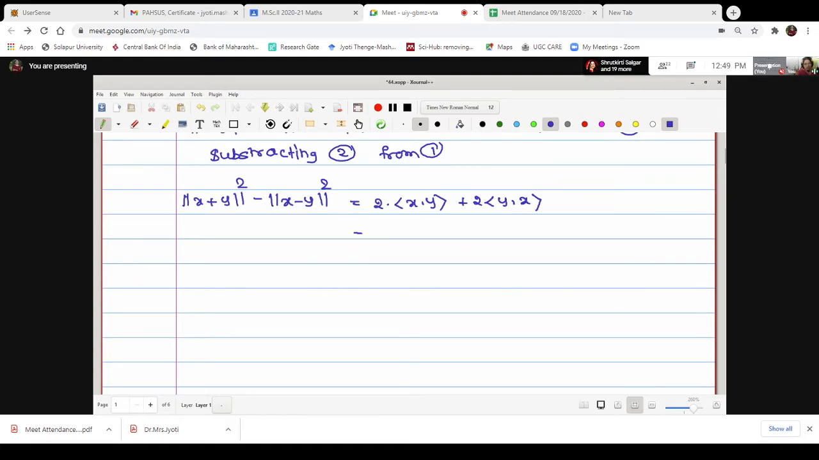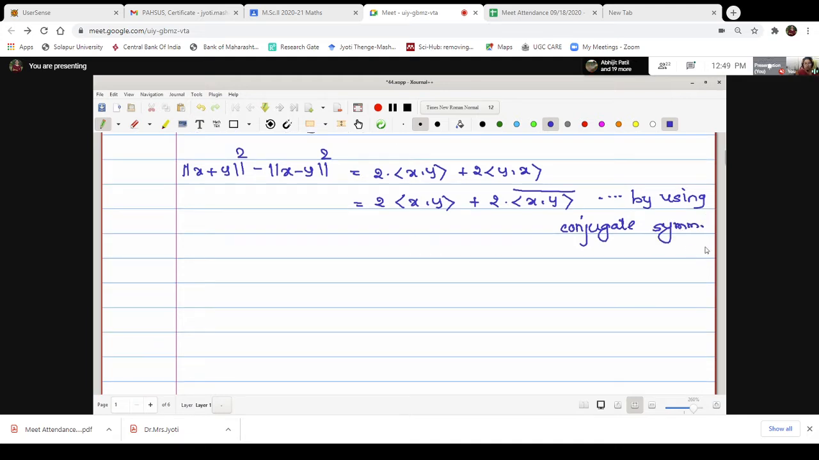But what fact do we know by using the conjugate symmetry? Inner product of y with x is the conjugate of inner product of x with y. Therefore, I write it here. Which property have we used here? By using conjugate symmetry.